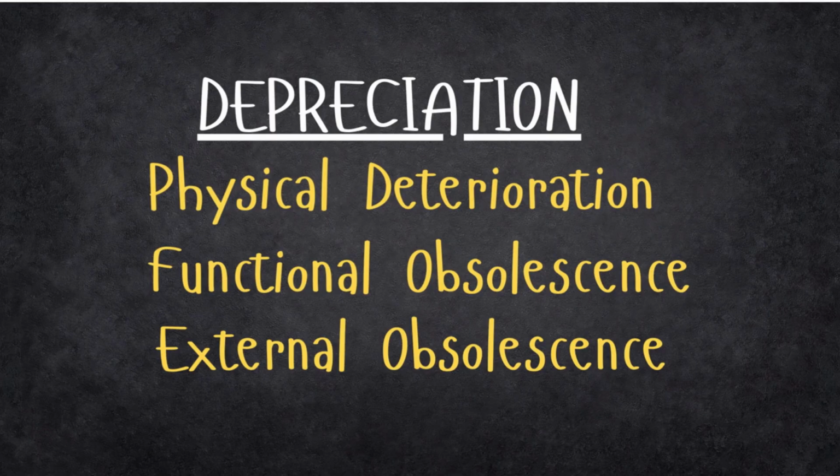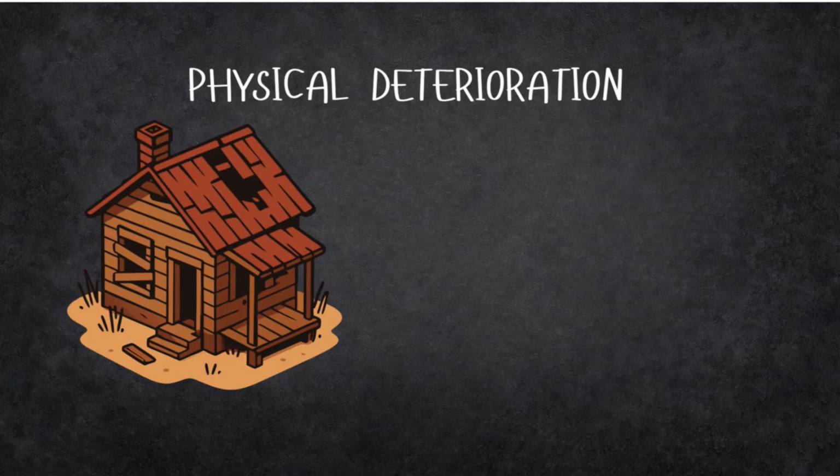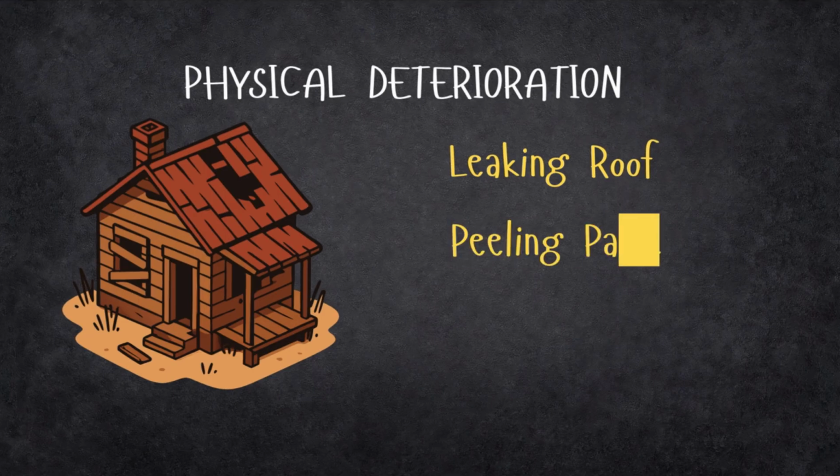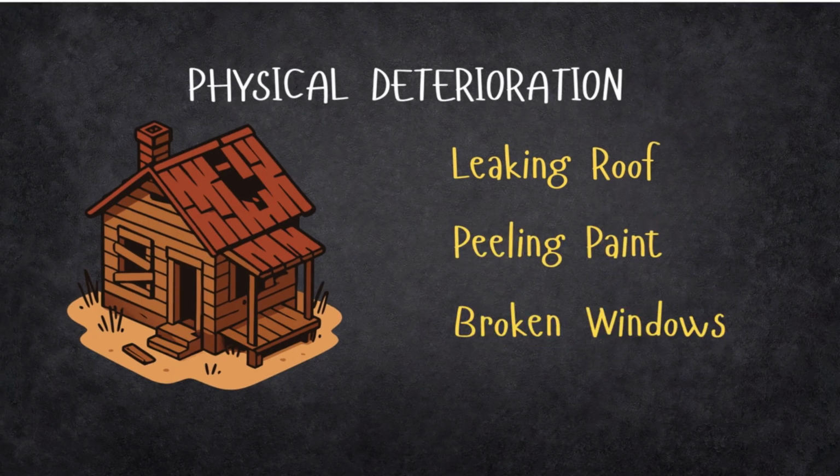Now let's break each one down and make them easy to understand. Physical deterioration is exactly what it sounds like. It is the wear and tear that happens to a property over time because of age, use, or exposure to weather. Think about anything that physically breaks down or wears out in a house. For example, a roof that is leaking, peeling paint, broken windows, or even plumbing issues. So basically, if you can see it, touch it, or repair it, it is often physical deterioration.